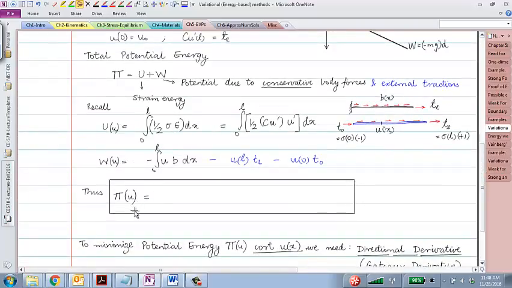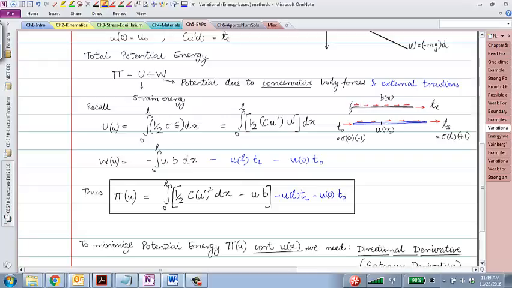So pi of u will be just U plus W, and we will write that as half of C u prime squared, that's the strain energy part, integral between 0 to L, minus u times b, that was the body force contribution, and minus u at L TL minus u at 0 T0.